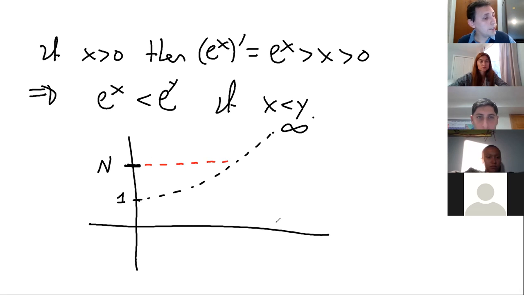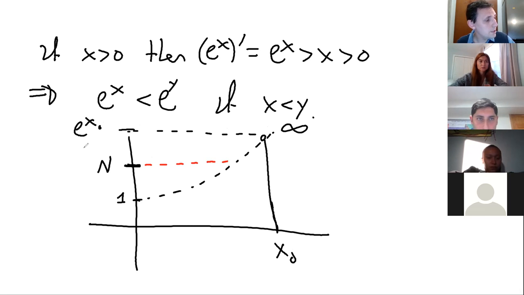Well, I can definitely find a value, because we go to infinity, I can find some value x zero so that e to the x zero is bigger than n. Yes? So do you see what I can do, guys?